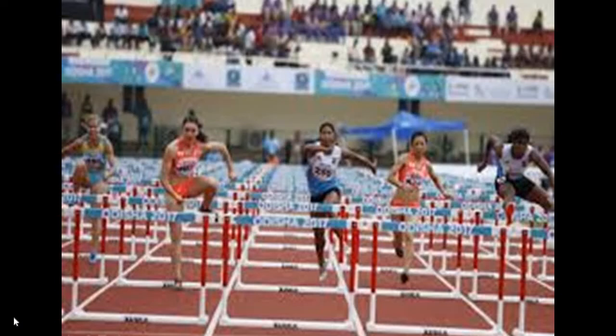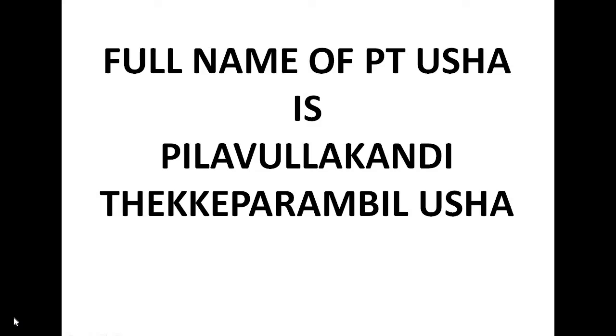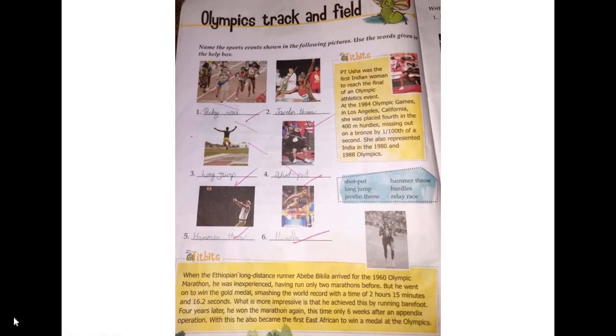Now here in your book, something about this woman has been mentioned, and the name of this woman is PT Usha. Her full name is Pilavullakandi Thekkeparambil Usha. Please write down the full name of PT Usha in your notebook or in the book itself. PT Usha was the first Indian woman to reach the final of an Olympic athletics event. She was the first woman.